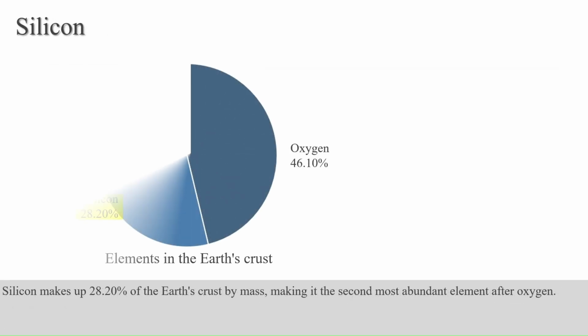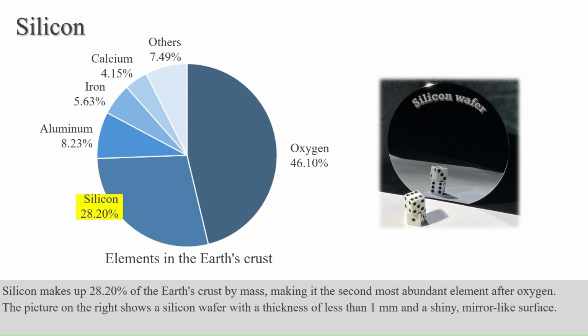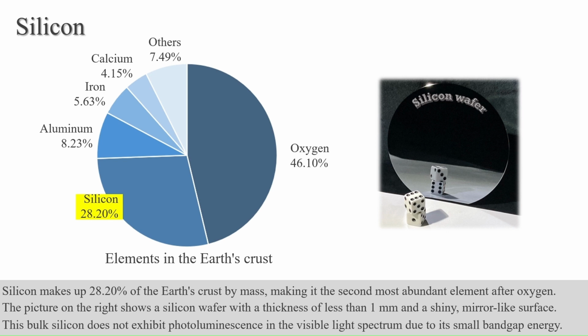Silicon makes up 28.20% of the Earth's crust by mass, making it the second most abundant element after oxygen. The picture on the right shows a silicon wafer with a thickness of less than 1 mm and a shiny, mirror-like surface. This bulk silicon does not exhibit photoluminescence in the visible light spectrum due to its small bandgap energy.